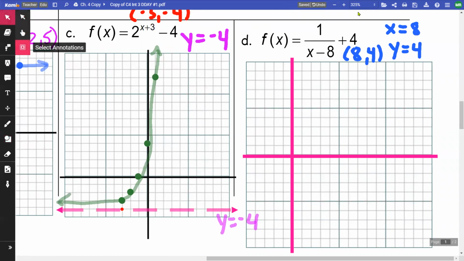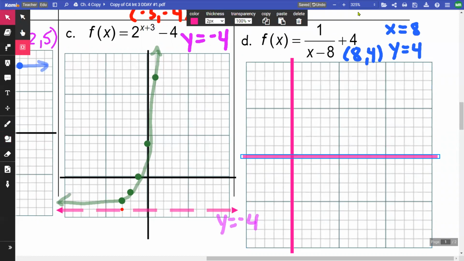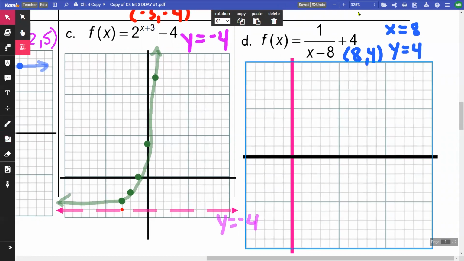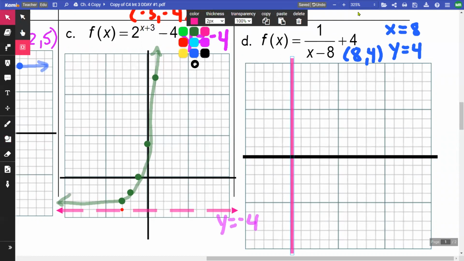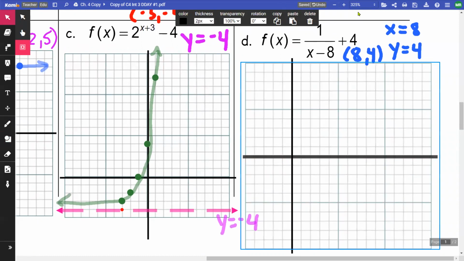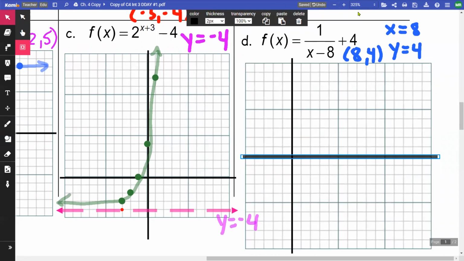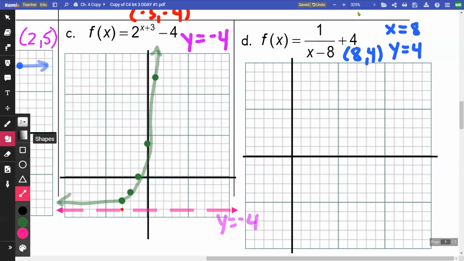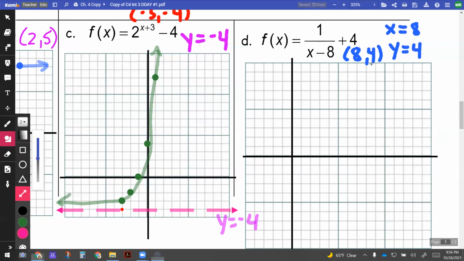And here, let me make these black. Okay. Okay, so those are my x and y axis. And I'm going to have an asymptote at y equal 8. So let me count over here. So that's 5, 6, 7, 8. So x equal 8. Oops.